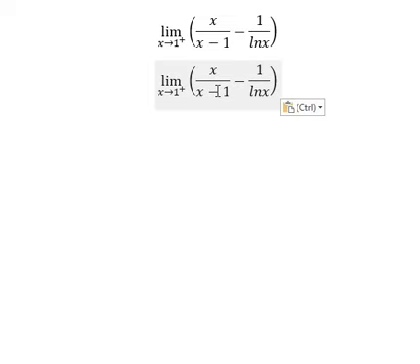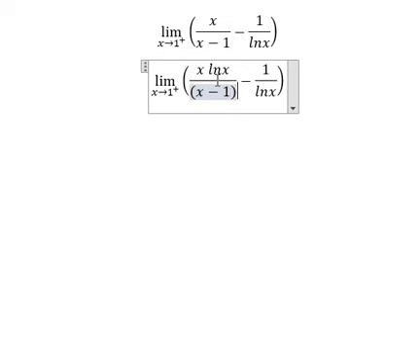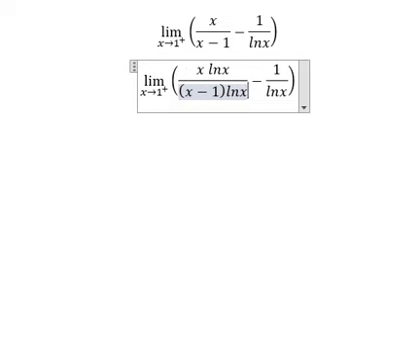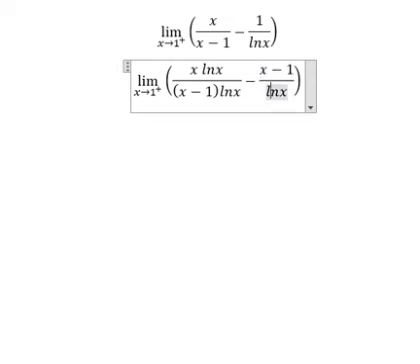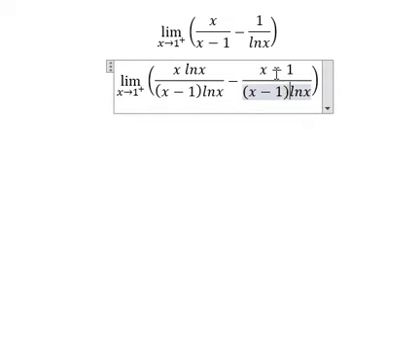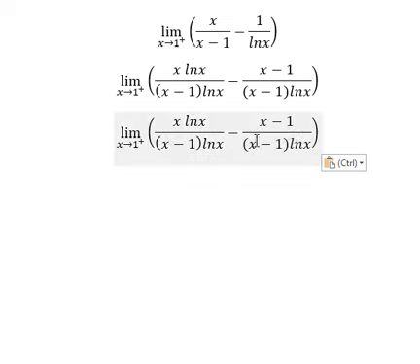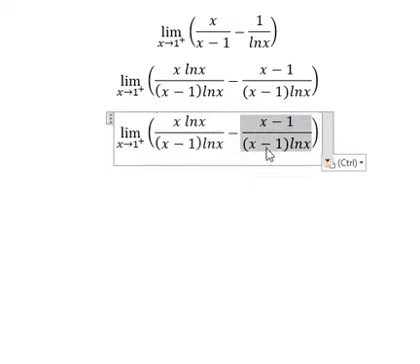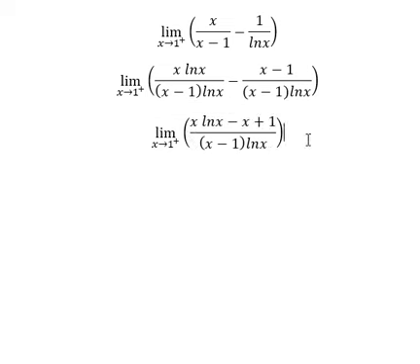We need to find a common denominator, so for this one we multiply by ln s on the numerator and denominator. This one is about s minus 1. Now we need to combine the two factors here, so we have negative s plus 1.